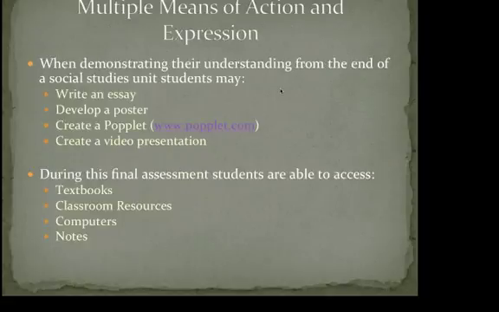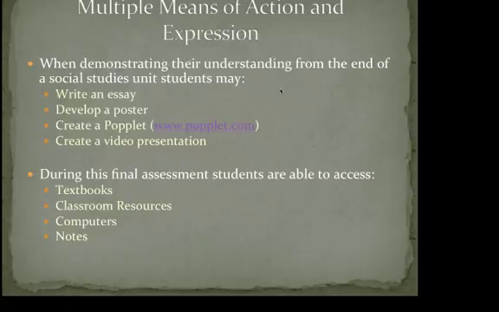So what does this look like in a classroom? Multiple means of action and expression. It might be something like this. At the end of a social studies unit, students are given a choice. They can write an essay, develop a poster, create a Poplet, which is a great online resource you can look at, or create a video presentation. If all students are given a rubric that clearly states what the expectations are and the learning that they're supposed to demonstrate, the same rubric can be used for all 4 of those options.